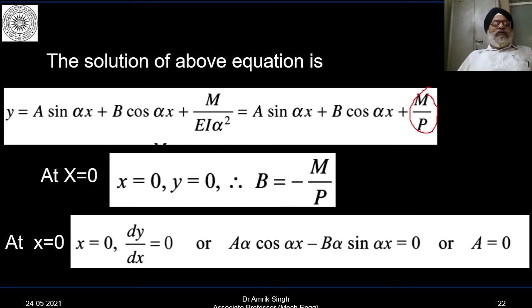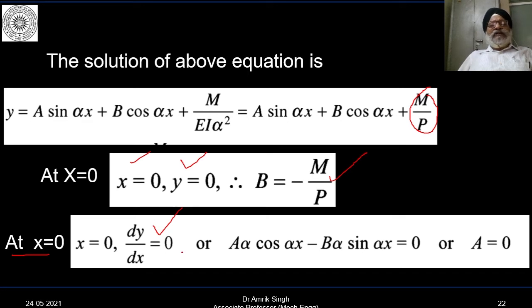Okay, so we put the end conditions, that is at x is equal to 0, y is 0. When we put this 0, this becomes 0, this becomes B, and this is as it is. So that means B will be equal to minus M upon P when we put the value of alpha square. So we get the value of the constant as minus M upon P. We apply the second condition: because this is a fixed end, at the fixed end the slope is also equal to 0.